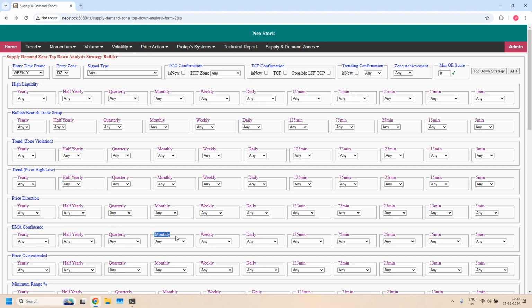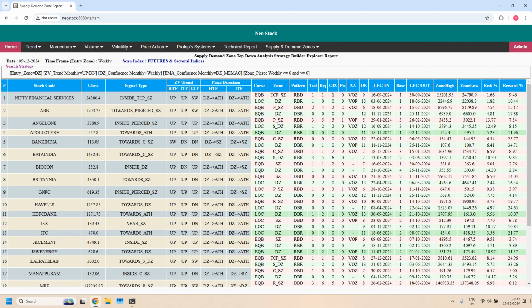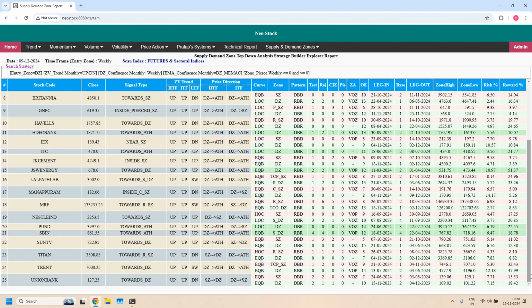EMA confluence and monthly time frame, monthly demand zones having monthly EMA confluence, and trend should not be sideways on monthly time frame. So selecting up or down trend. Now the list is further reduced. These are the 17 stocks. I am scrolling the list down. So total 25 stocks are filtered.